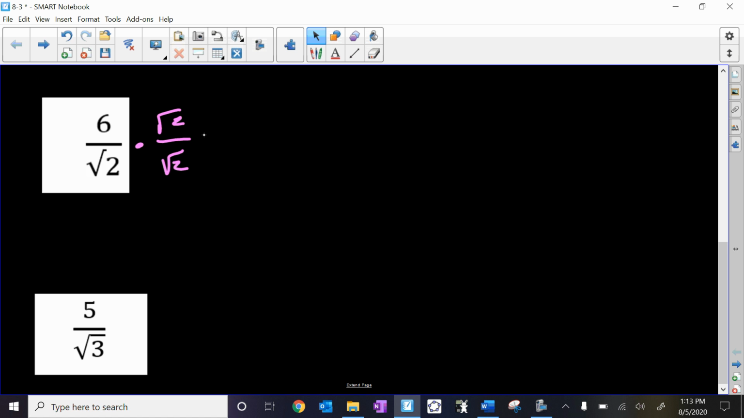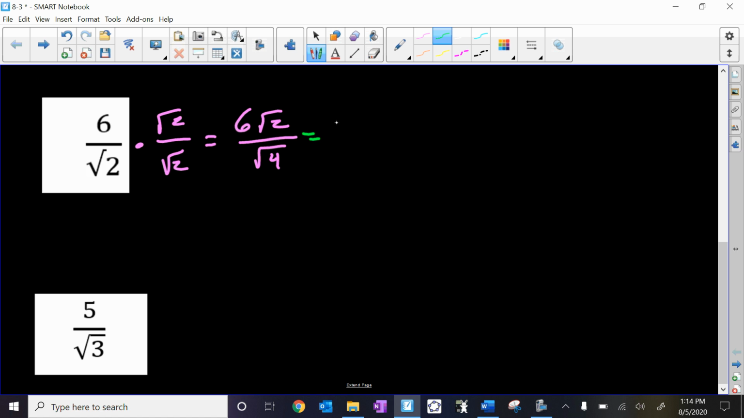Okay, so when I do this, 6 times square root of 2, that's like 6 times x. So we get 6 square root of 2 over. And then on the bottom, we can take the square root of 2 times square root of 2. The square root of 2 times square root of 2 is square root of 4. And that's really helpful because we know that the square root of 4 is really just 2. So now I have 6 square root of 2 over 2.